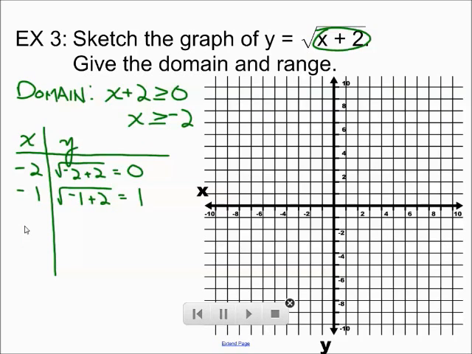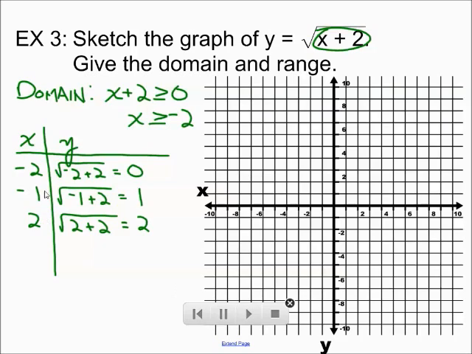All right, now the next number I'm going to plug in, if I plug in 0, I'll get 2 inside, and that's not a perfect square. If I plug in 1, I'll get 3 inside. That's not a perfect square. But if I plug in 2, I'll get 4, and that is a perfect square. The square root of 4 is 2.